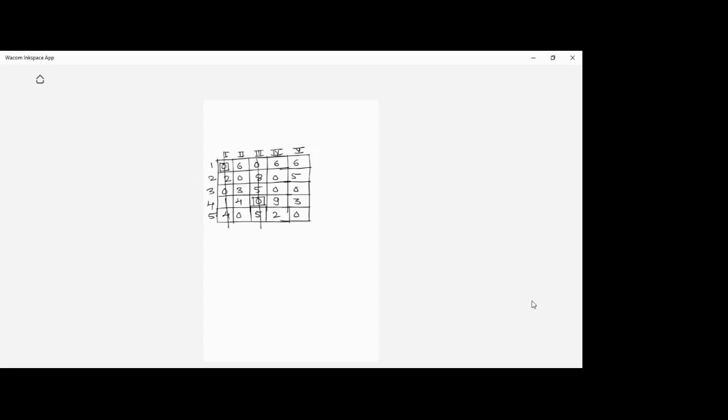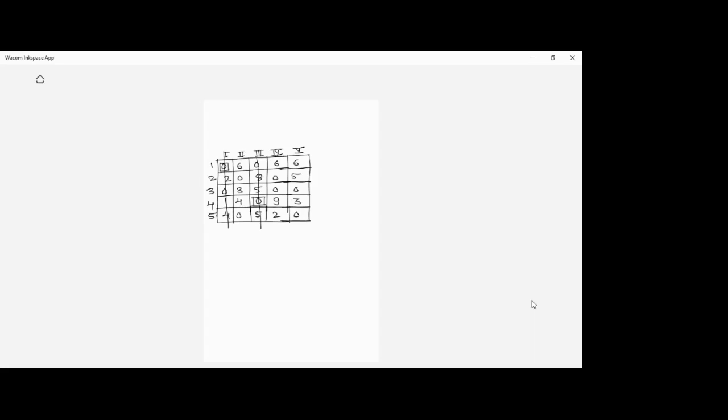And now we are doing row scanning again. We'll have to draw a vertical line. In the similar fashion, we'll be proceeding in second row. We have 2 zeros, so not possible. In third row, we have 2 zeros, not possible. And in fifth, we have again 2 zeros, not possible. Let's do column scanning. Column number 1 is already cancelled.